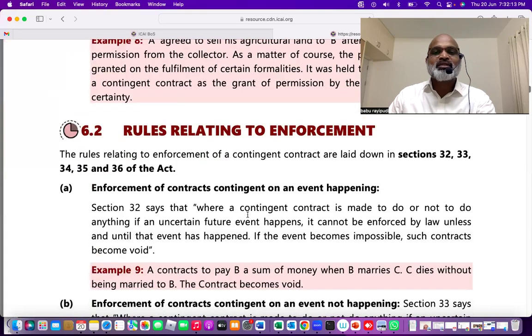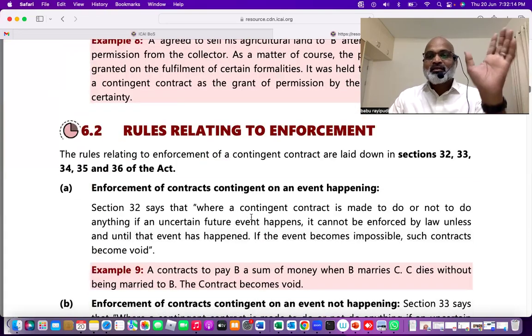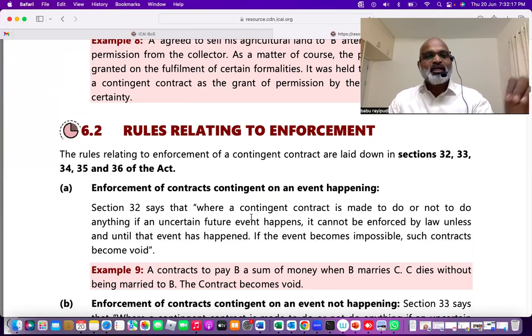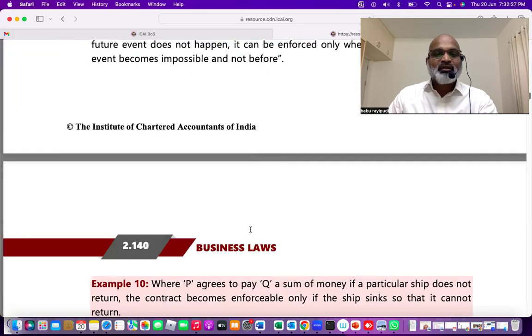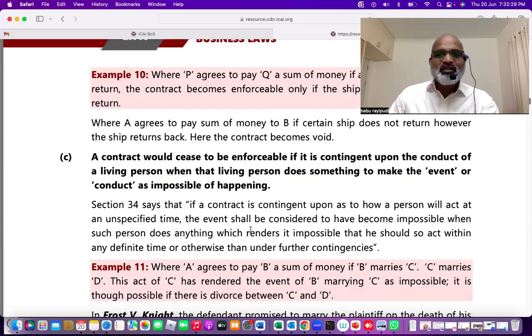Here examples are there, you see. 31 is contingency, then 32, 33, 34, 35, 36. As a bunch you remember. You know this logic very clearly. First one, happening of an event. Next one, non-happening of an event. Understood? Third logic, first one happening, then non-happening.